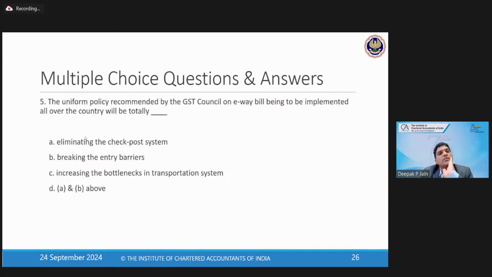The uniform policy recommended by the GST Council on e-way bill to be implemented will be totally, what will it be? What will be the benefits of e-way bill? Right. Everybody is giving a safer answer. It is D. It is both A and B, breaking the barriers and eliminating the check post system.